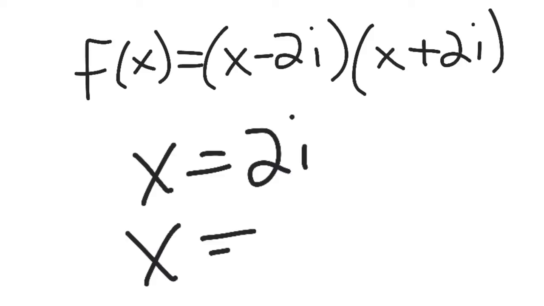And then if you look at the other parentheses, if x is negative 2i, then you get negative 2i plus 2i. Those make 0. And that's a 0 of the function, because that 0 would distribute and make the whole function equal 0. So that's your answer for the zeros of the function.